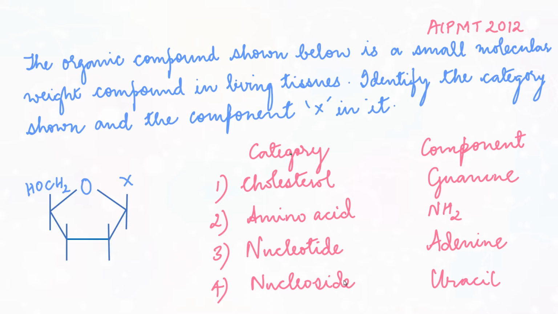If you look at the compound again, you should be able to identify it. It is a nucleoside, and therefore X will have to be uracil. It is not a nucleotide. Nucleotides have phosphate groups attached to the C5 carbon of the ribose sugar. So what you're seeing here is the ribose sugar with an X attached. So it is basically a nucleoside.